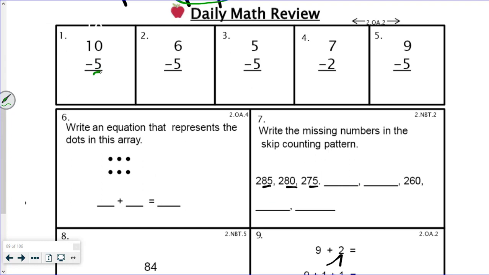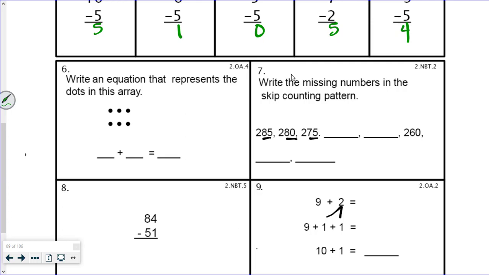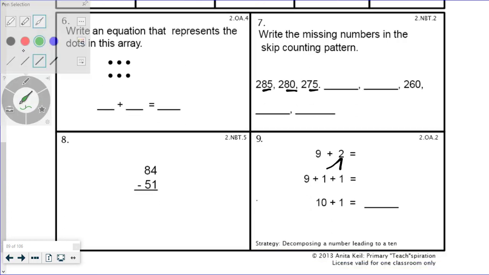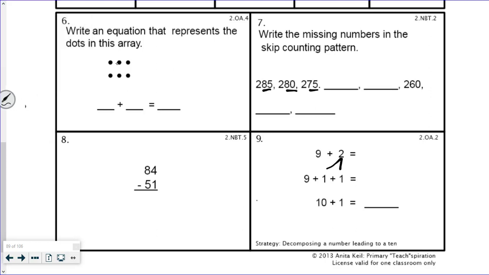10 minus 5 is 5. 6 minus 5 is 1. 5 minus 5 is 0. 7 minus 2 is 5. And 9 minus 5 is 4. Okay. We're going to draw an equation to represent the dots in this array. So we've got 3 in this row. And we've got 3 in this row. So 3 plus 3. And there's 6 total.